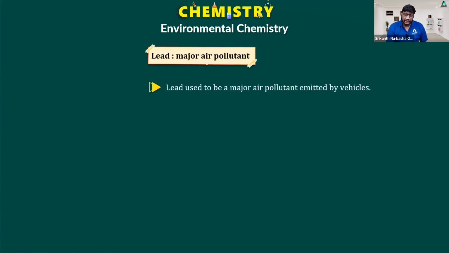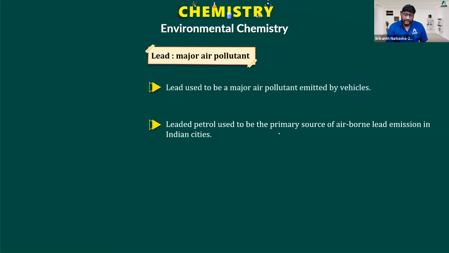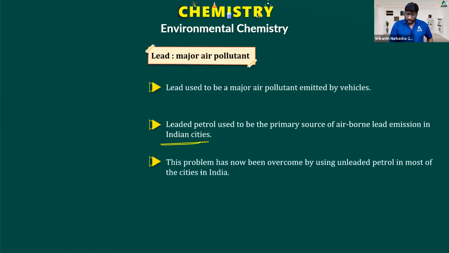Lead is a major air pollutant. Lead used to be a major air pollutant emitted by vehicles. Leaded petrol used to be the primary source of airborne lead emission in Indian cities. Earlier we used petrol containing some lead, and that caused a lot of air pollution. This problem has now been overcome by using unleaded petrol in most of the cities in India.